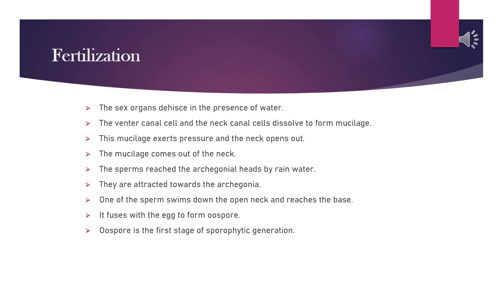The sperms reach the archegonial head by rain water. The sperms are attracted towards the archegonia, and one of the sperms swims and fuses with the egg to form the oospore. The oospore is the first stage of the sporophytic generation. So after the formation of the oospore, we find the alternation of generation from the gametophytic stage to the sporophytic stage.